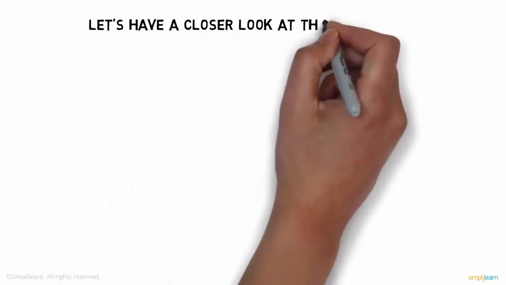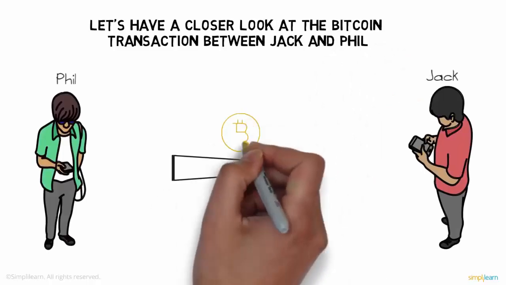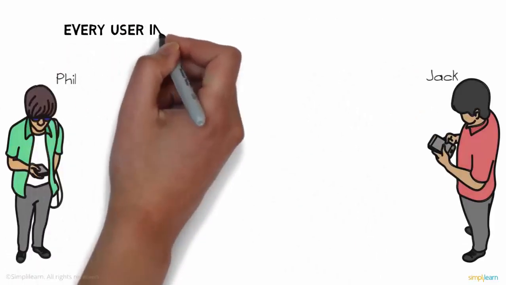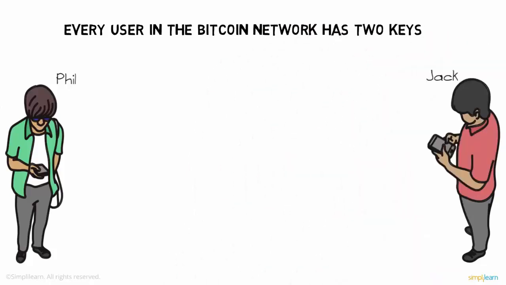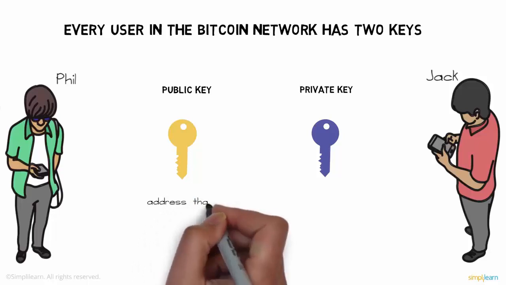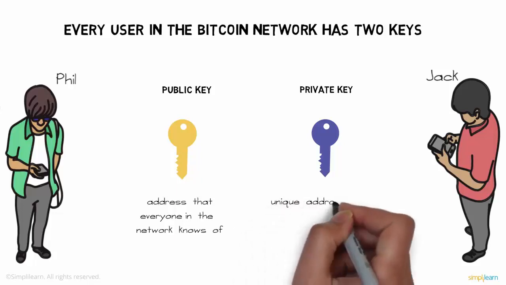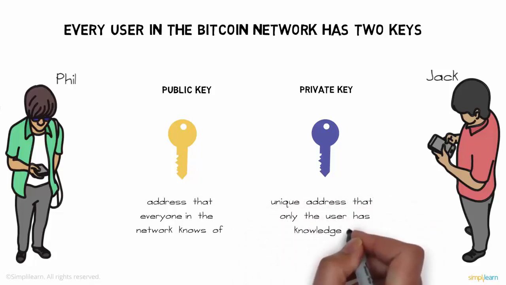Now, let's have a closer look at the Bitcoin transaction between Jack and Phil and find out how it works. Every user in the Bitcoin network has two keys, a public key and a private key. The public key is an address that everyone in the network knows of, like an email address of a user. The private key is a unique address that only the user has knowledge of, something like a password.